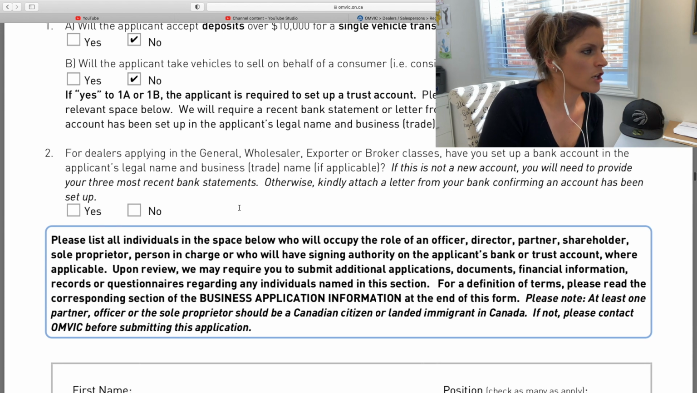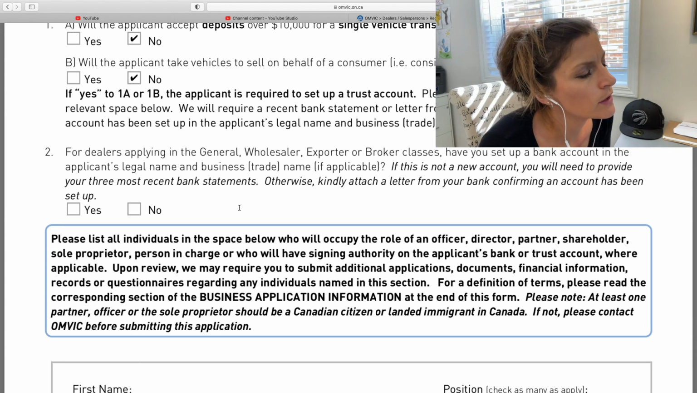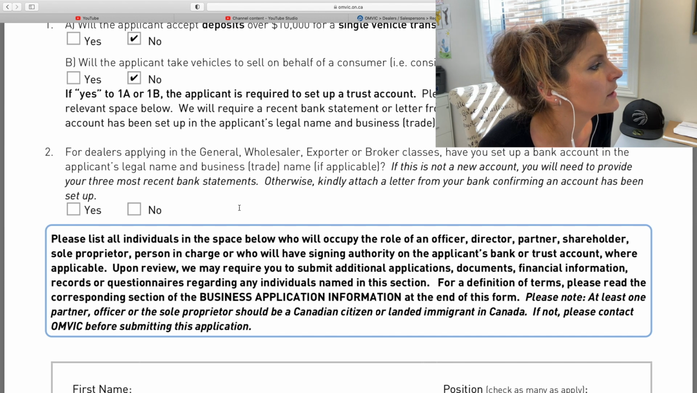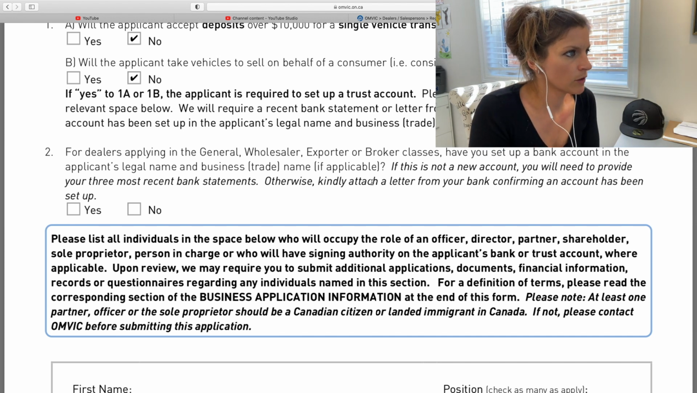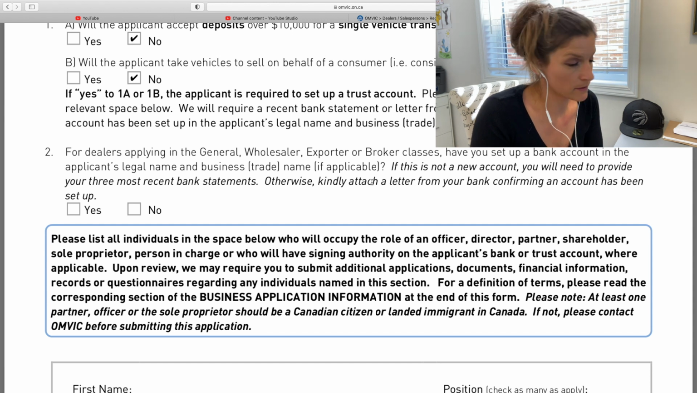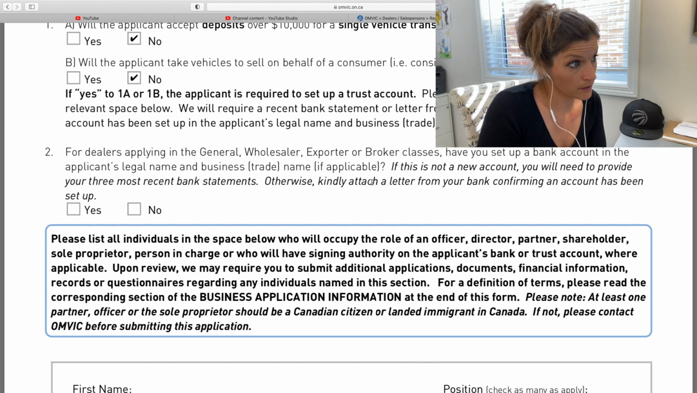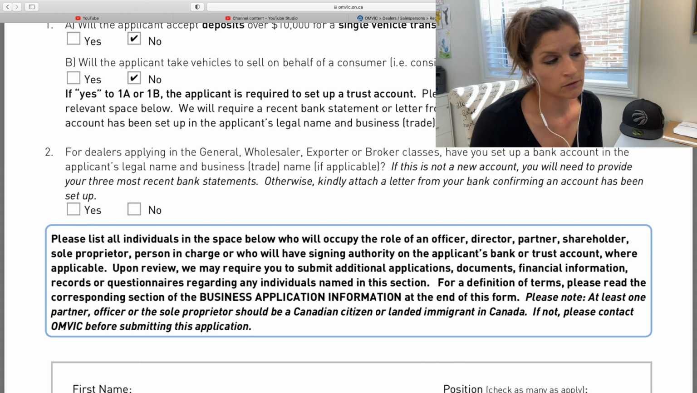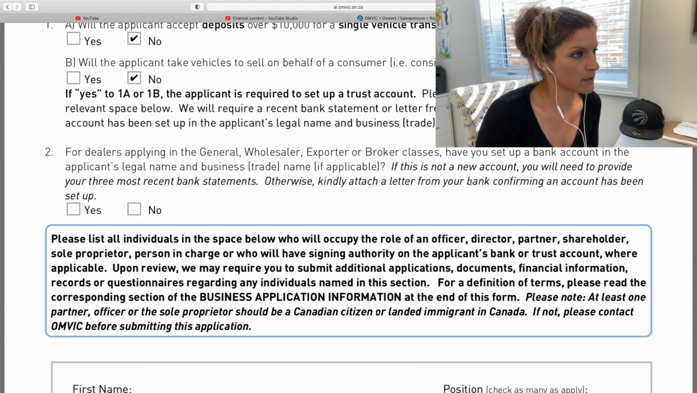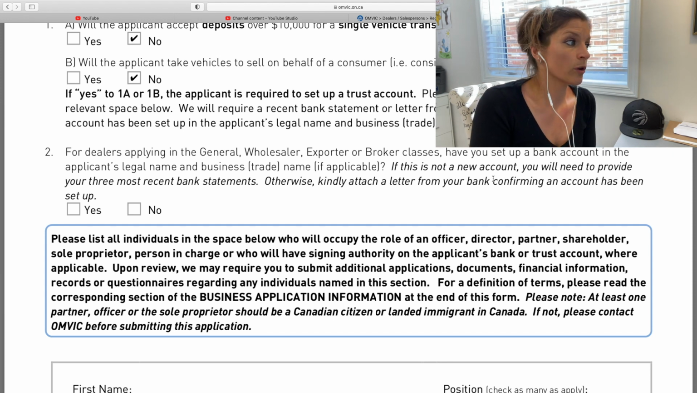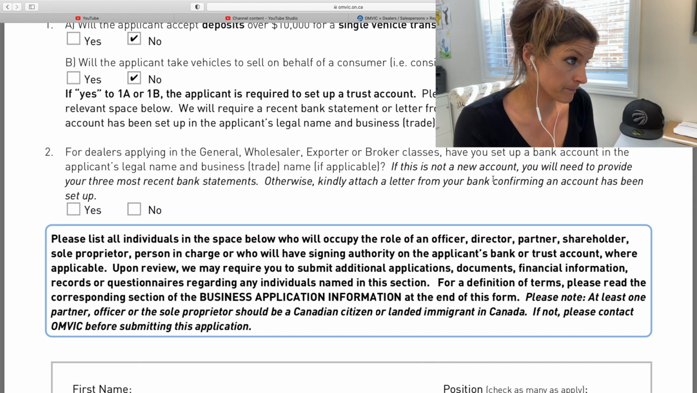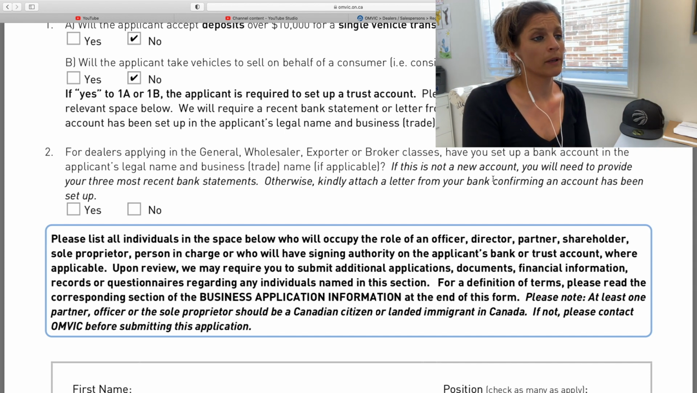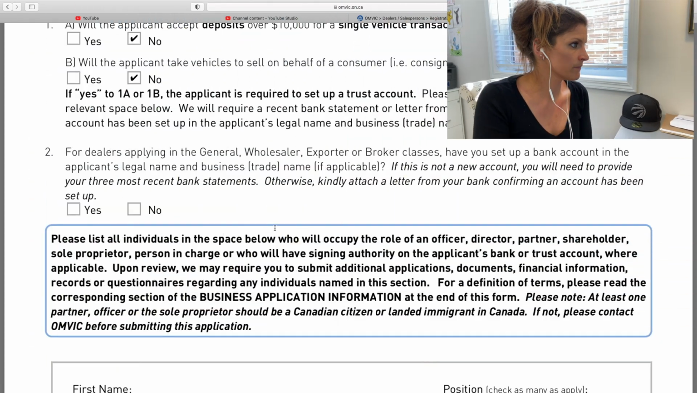For dealers applying in the general, wholesaler, exporter, or broker classes, have you set up a bank account in the applicant's legal name and business name? Obviously, you're going to need a business account in your business name. So have you done this, yes or no? If it's not a new account, because maybe you're registered as a sole proprietor, so you're the business, you will need to provide your 3 most recent bank statements. Otherwise, kindly attach a letter from your bank confirming an account has been set up. Okay, so yes or no for that.